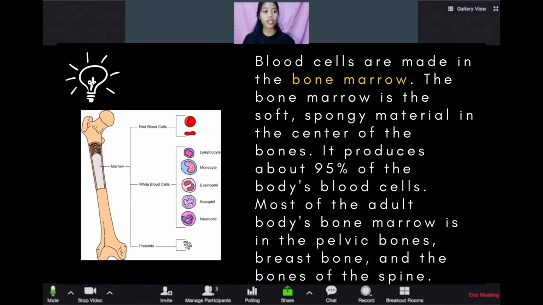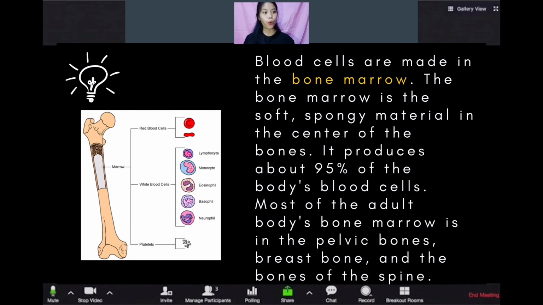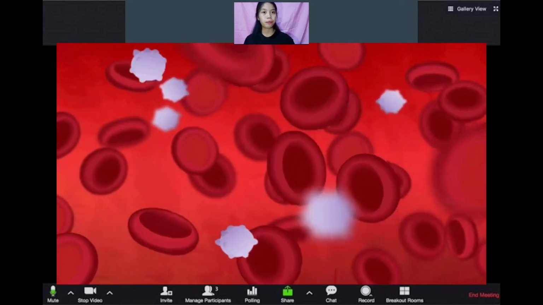Blood cells are made in the bone marrow. The bone marrow is a soft, spongy material in the center of the bones. It produces about 95% of the body's blood cells. Most of the adult body's bone marrow is in the pelvic bones, breastbones, and the bones of the spine.